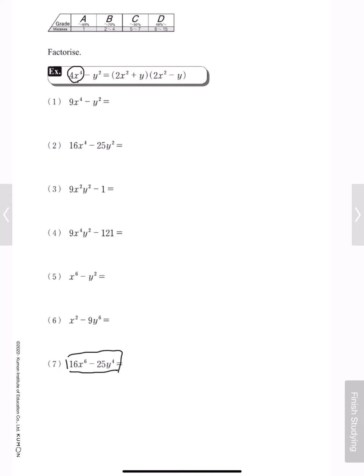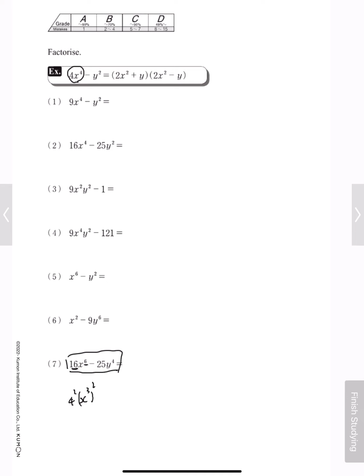First of all, again, we have to have our detective eye. 16x to the power of 6. Ooh, the 6 is interesting. I know 16. 16 is just 4 to the power of 2. What about x to the power of 6? Oh, x to the power of 6 is actually x to the power of 3, to the power of 2. Am I right? I think I'm right.